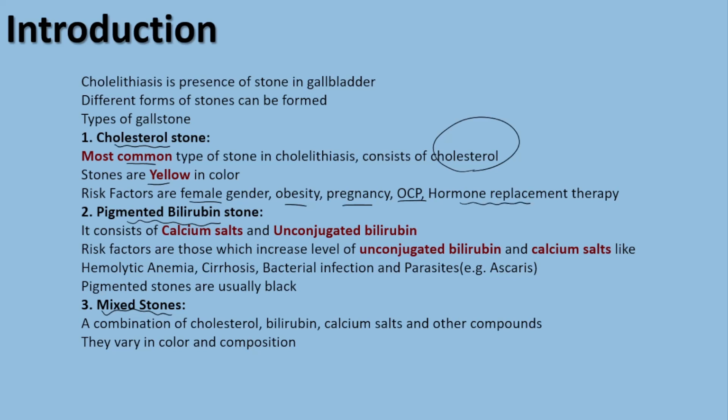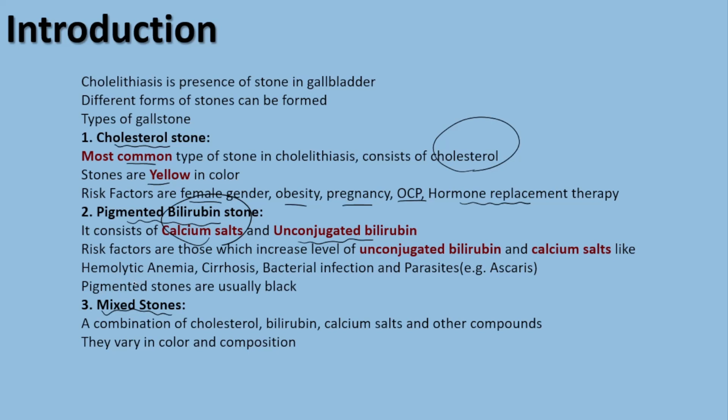So another type, the second type that we are going to talk about here, is pigmented bilirubin stone, and this stone actually consists of calcium salts and unconjugated bilirubin. So the risk factors for creation of pigmented stones in biliary system is any pathology that causes unconjugated bilirubin and calcium salts. So for example, the patient can have hemolytic anemia.